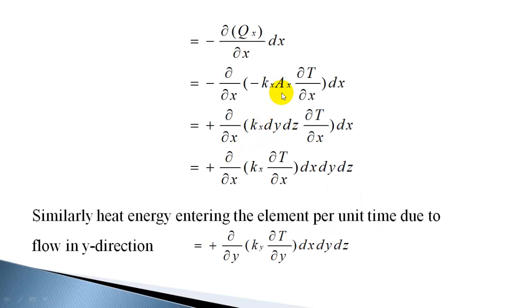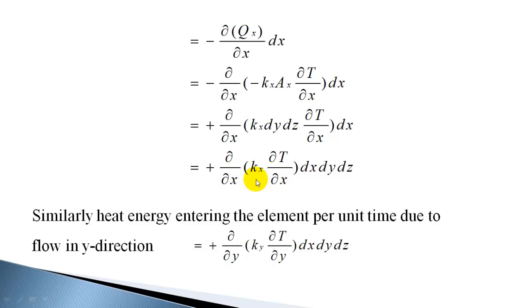Ax is dy dz. You can replace that by dy dz. So you get the dy dz. If you take it outside, you get del by del x of kx del T by del x into dx dy dz. I am taking that kx as a variable.